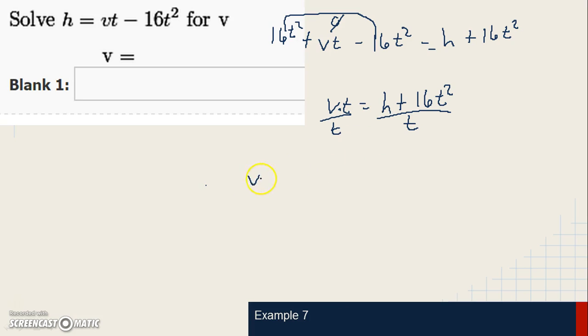Now I've got v by itself equals, and I'm just going to draw an arrow because that's exactly what it equals right there. Now, when I put this into the computer, I've got to make sure that I put parentheses around these two terms because they're being divided by the same value. And I want the computer to know that I understand what order of operations are. So I'm going to write parentheses h plus 16t squared, parenthesis, backslash t.